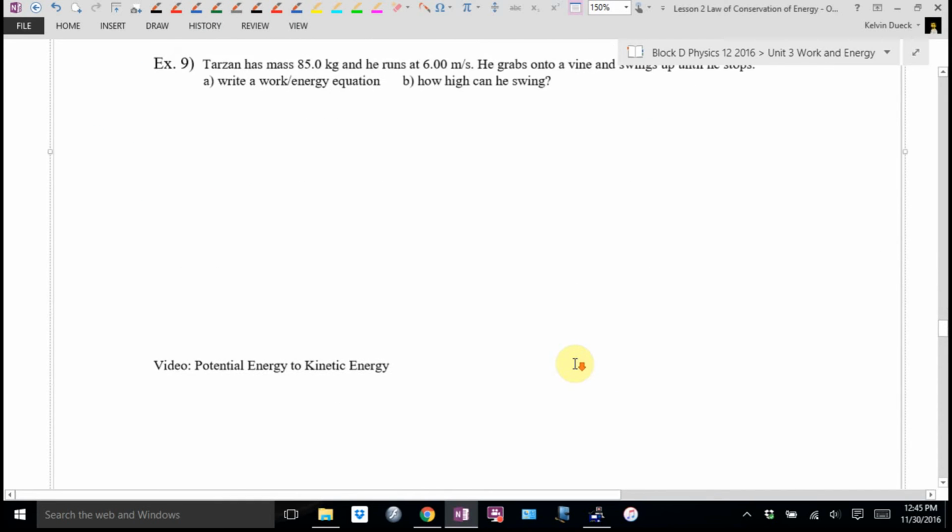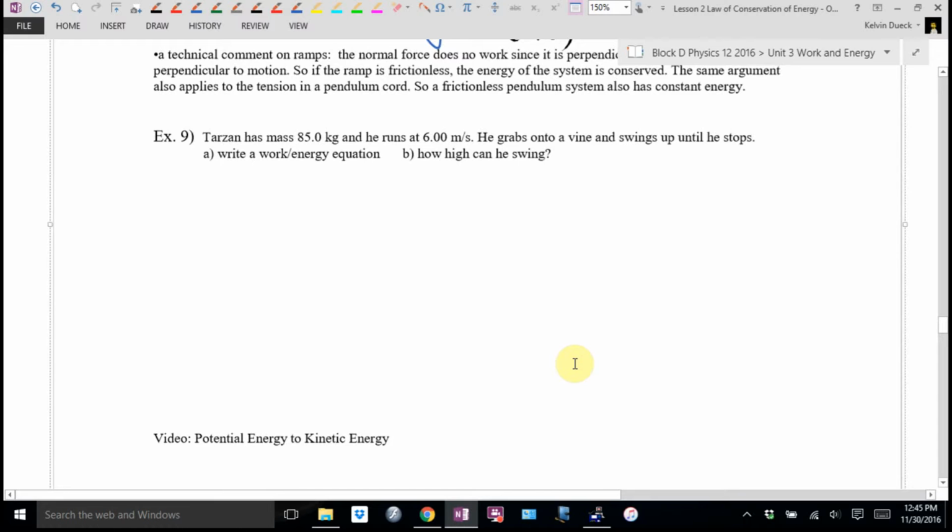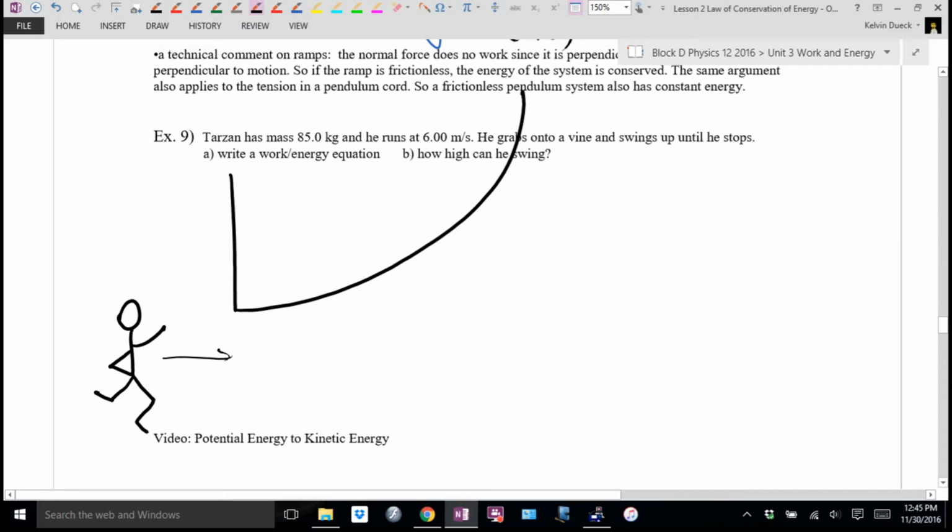Tarzan. Tarzan has a mass of 85 kilograms, and he runs at 6 meters per second. Don't write this down. We're imagining Tarzan is running along, and he's going to grab this rope swing. He's running at 6 meters per second. He's going to grab it, and he's going to swing up. Okay? I don't know if you've ever tried that with a rope swing. It's fun.